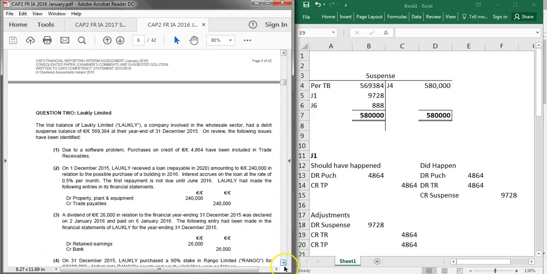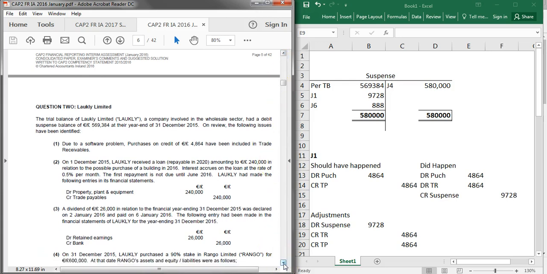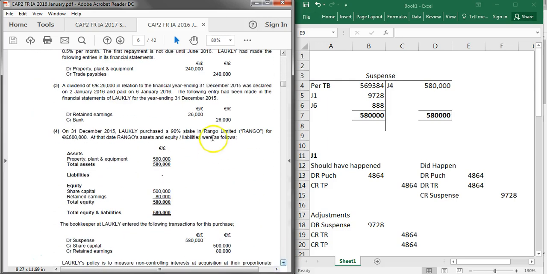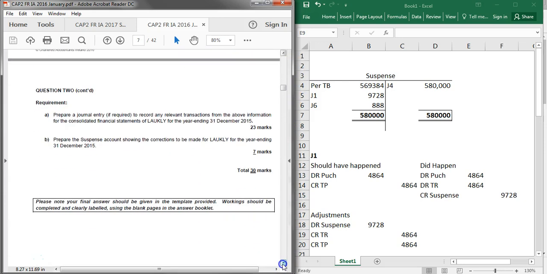A good idea how DBK knowledge from CAP1 about suspense accounts and smaller errors, as well as more CAP2 style IFRS 3, IAS 10 issues can all be combined together. And remember, just to judge your own timing in that question, 30 marks, you're talking in and around 25 minutes.